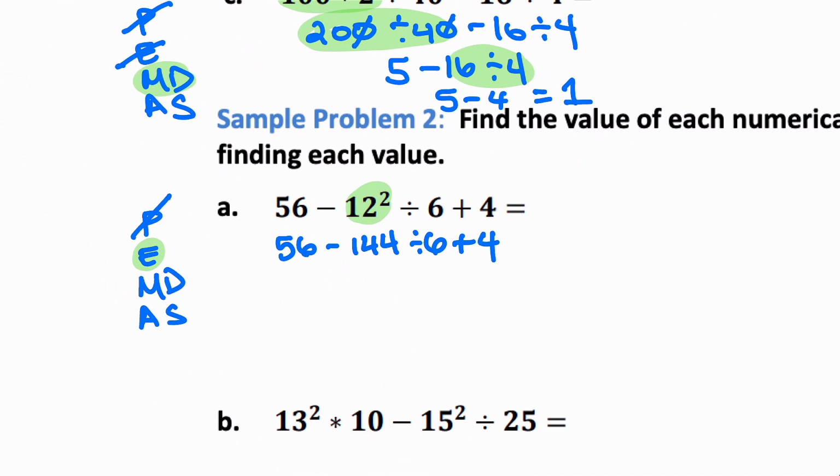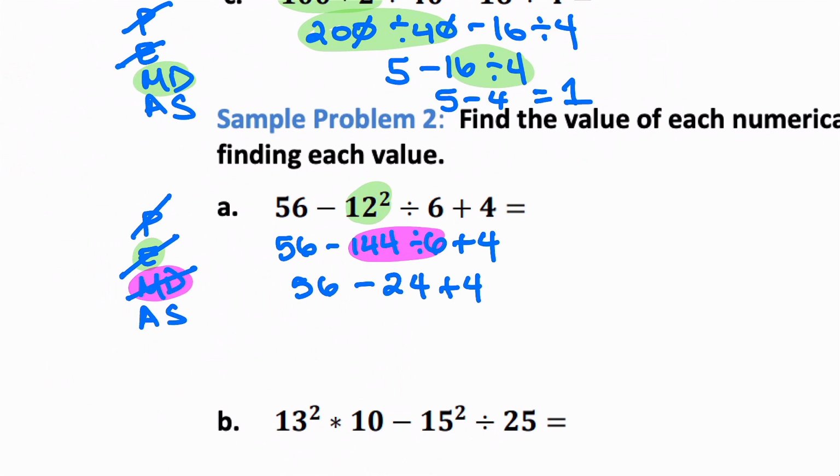I don't see any more exponents, so I'm going to move on to multiplication and division. I see a division problem right here. 144 divided by 6. If you did the long way, you would find out that that number is 24 plus 4. I am done with multiplication and division. Moving on to addition and subtraction. I see both.